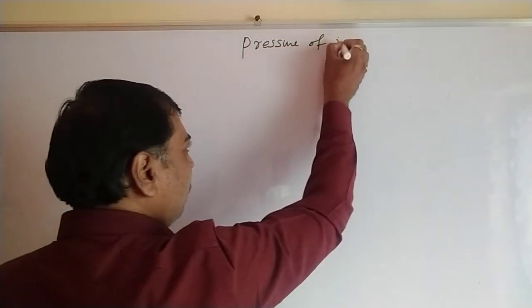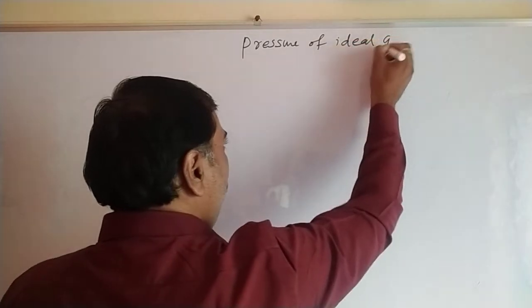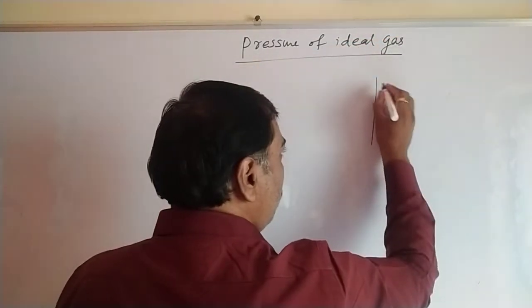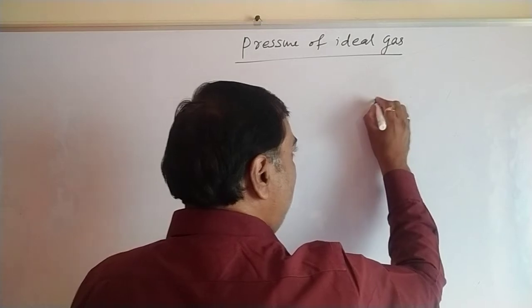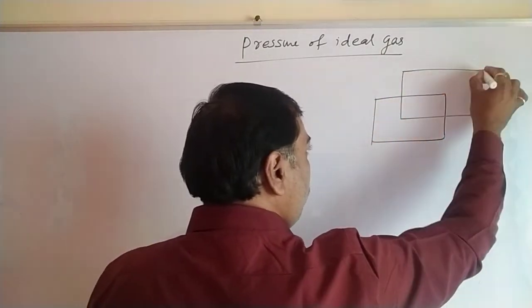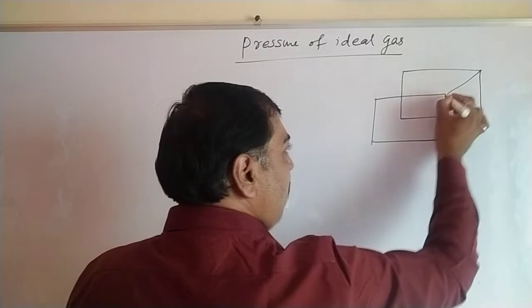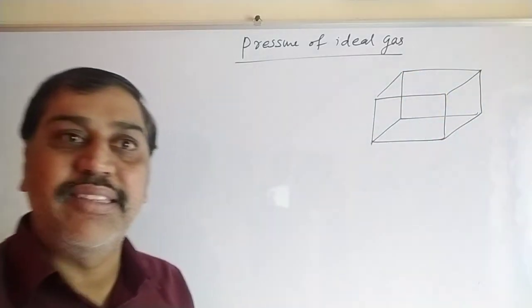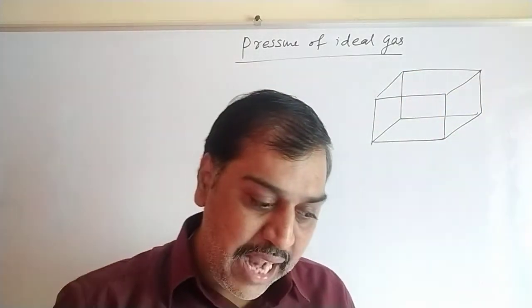When the ideal gas is enclosed, in your book they have taken such a box, that is nothing but a cube. So I will draw the cube. Let us draw the cube. Suppose this is a cube. In this cube they have just enclosed some gas, and that enclosed gas is an ideal gas.